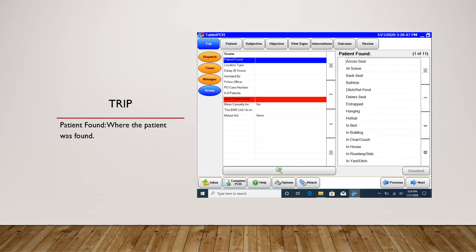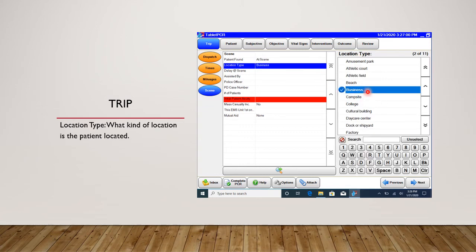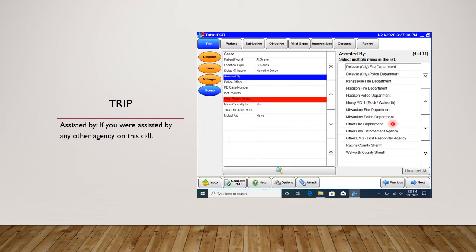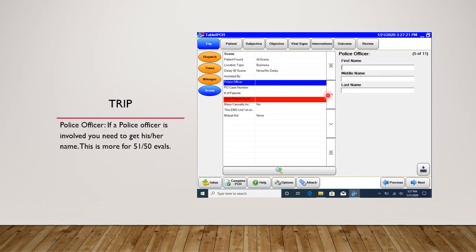The next tab is scene, where your patient was found. Patient was found at the scene. What kind of location was it? We'll put business for this one. There's a plethora of options to choose from. Delay at your scene. This is if you're on scene for more than an hour. It'll throw a flag and want you to fill this in. Assisted by, if you were helped by Milwaukee Fire Department, MPD, Madison Fire.